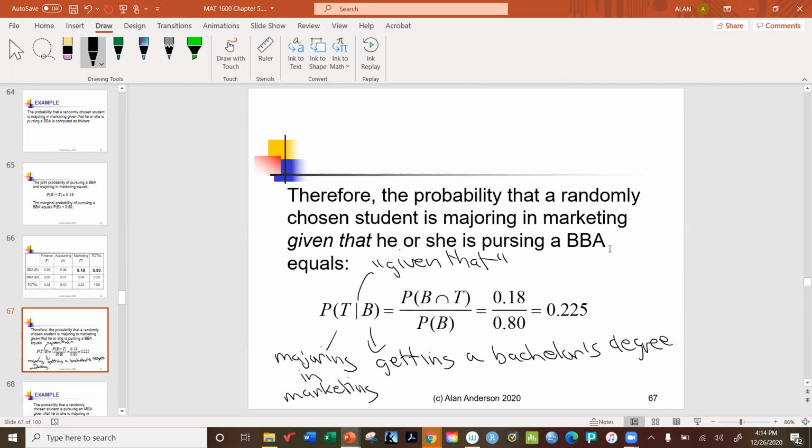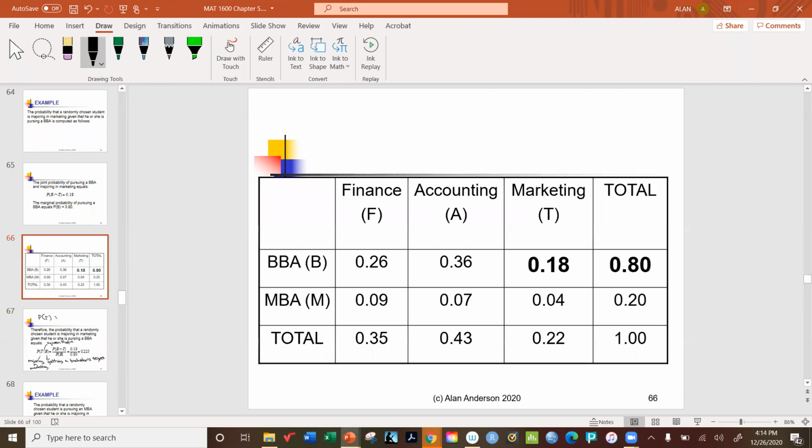Now, just T by itself is not going to give us the same answer because if you look at this chart again, the total for T is right here.